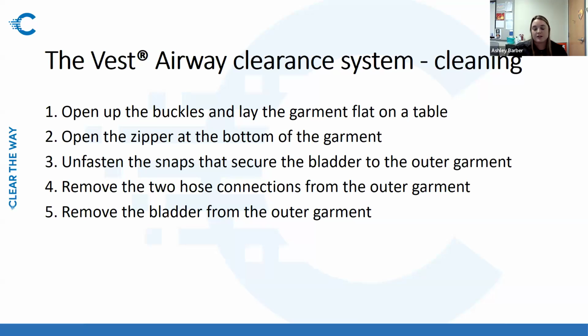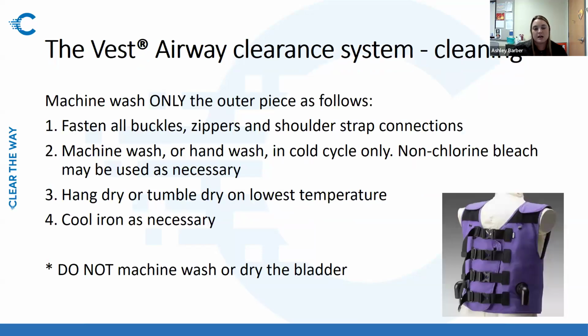You're going to open the zipper at the bottom of the garment and unfasten the snaps that secure the bladder to the outer garment. You're going to remove the 2 hose connections from the outer garment and remove the bladder from the outer garment. So you're not going to wash the bladder, you're only going to wash the outer garment. That's fine. And you can machine wash only the outer piece as follows.